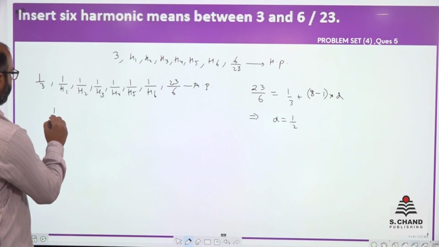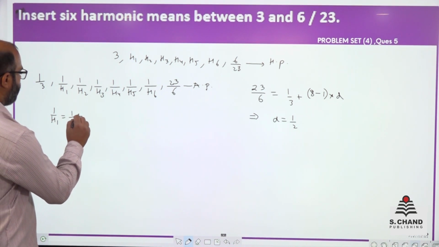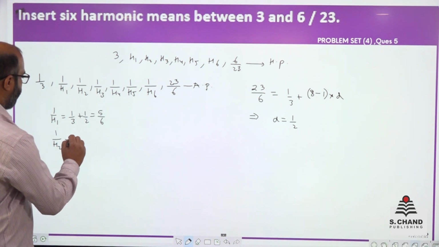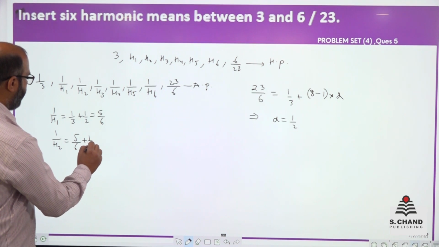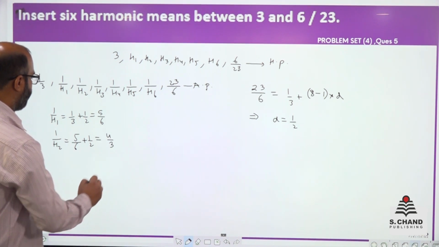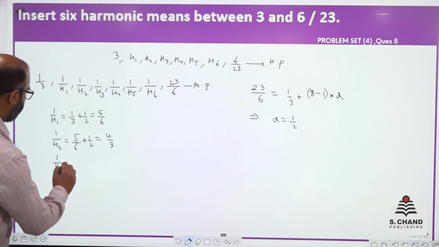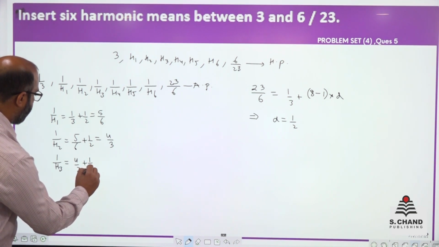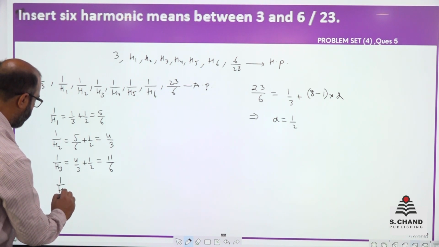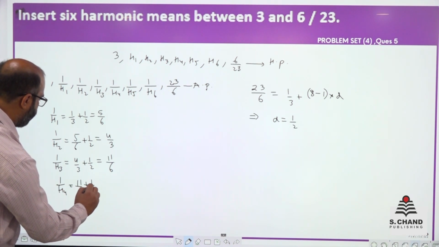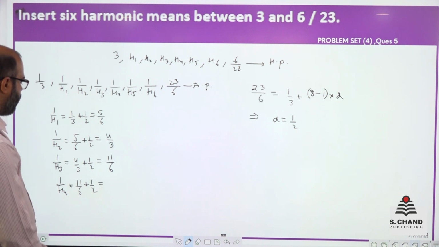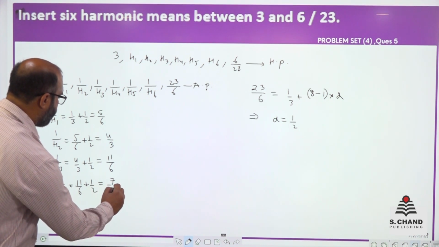Now if you want to find 1 by H1, so 1 by H1 will be 1 by 3 plus 1 by 2, that is 5 by 6. 1 by H2 will be 5 by 6 plus D, so 1 by 2. So this will be 10 plus 6, 16 by 12, that is 4 by 3. 1 by H3 is equal to 4 by 3 plus half. Common difference will keep on adding, 8 plus 3, 11 by 6. Then 1 by H4, 11 by 6 plus 1 by 2. So on taking LCM, this will be 6, and here there will be 3. 3 plus 11, 14 by 6. That will be 7 by 3.